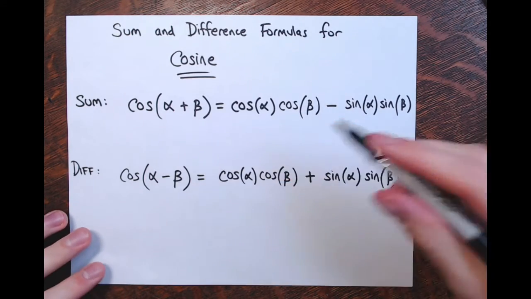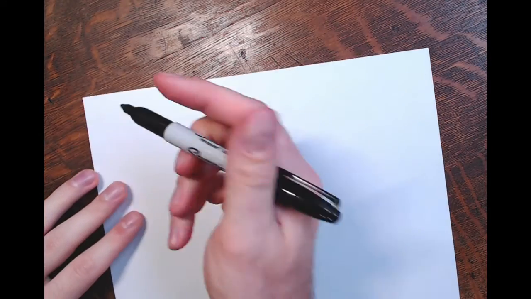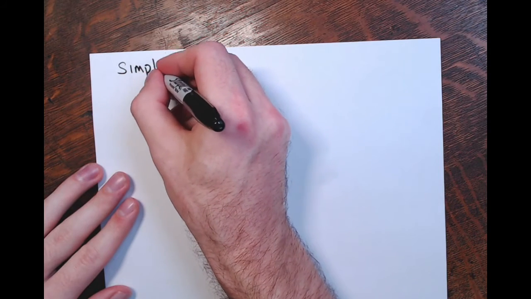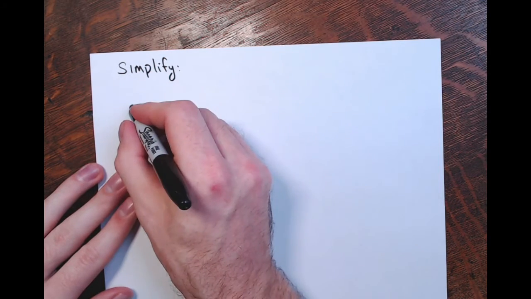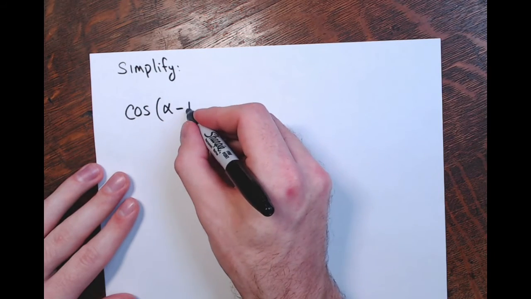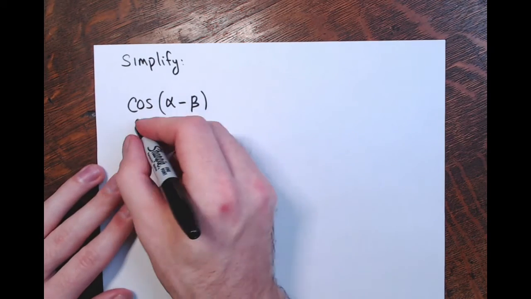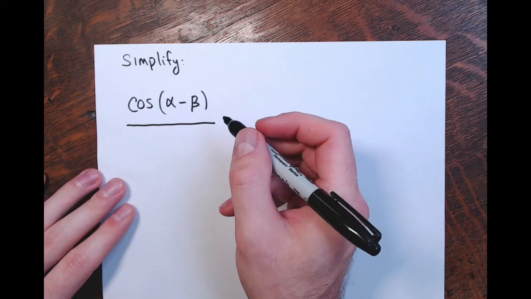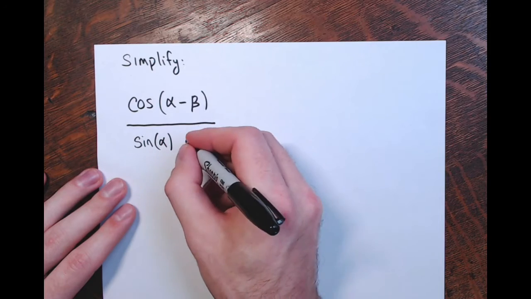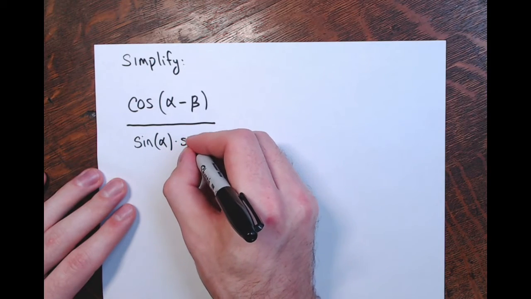So we're going to be using one of these, right, in our expression here. In fact, in that question, they asked us to simplify the following expression. It was the cosine of alpha minus beta, the cosine of a difference of two angles, in the numerator, divided by, and then the denominator was the sine of alpha times the sine of beta.